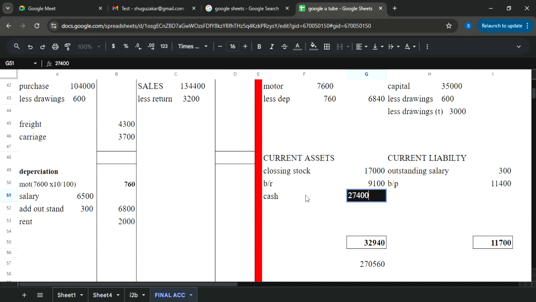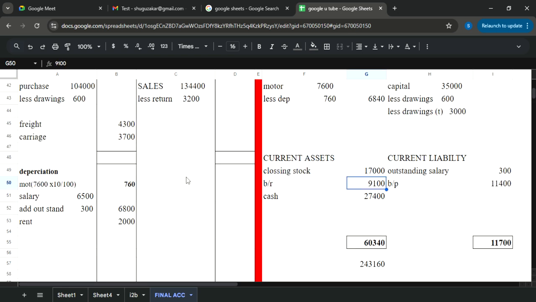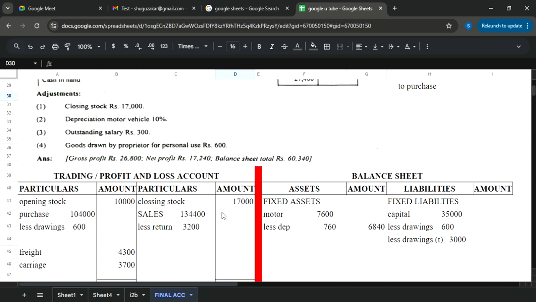Okay guys, in this way everything which was required has been written on the relevant side. All adjustments are completed, all inputs are completed. We are now ready to start our calculations. Here we will start the calculation from direct income and direct expense.